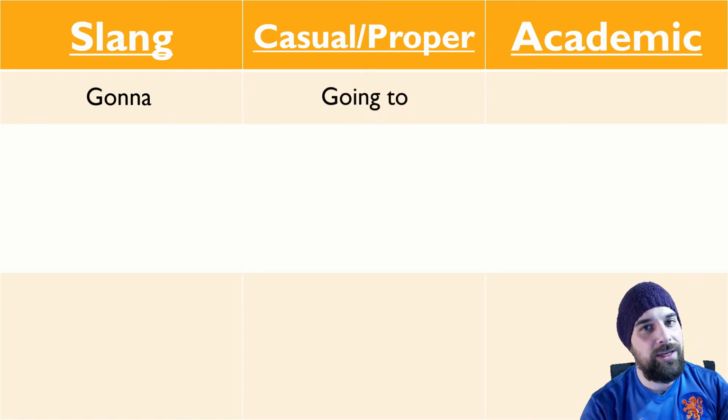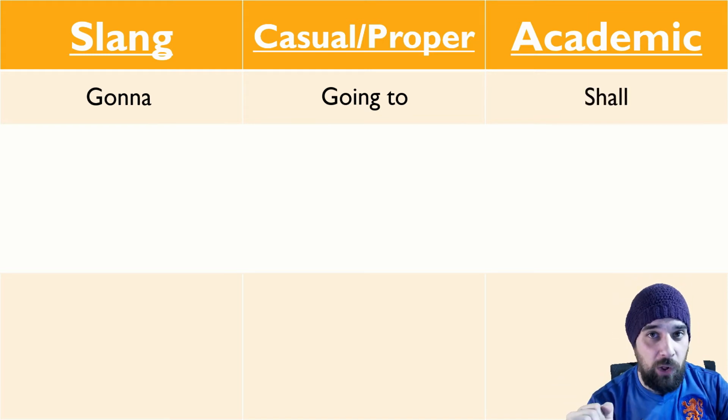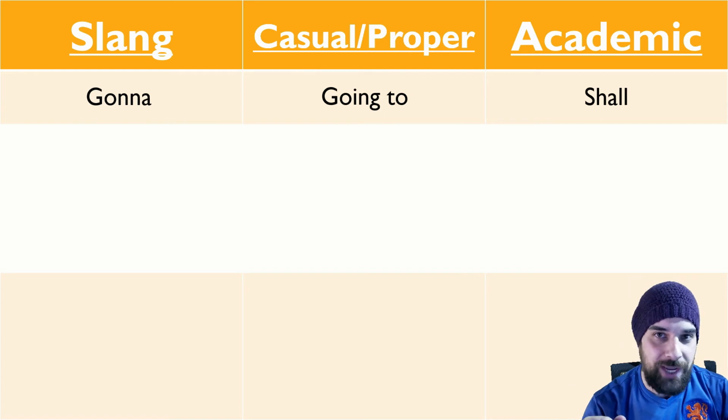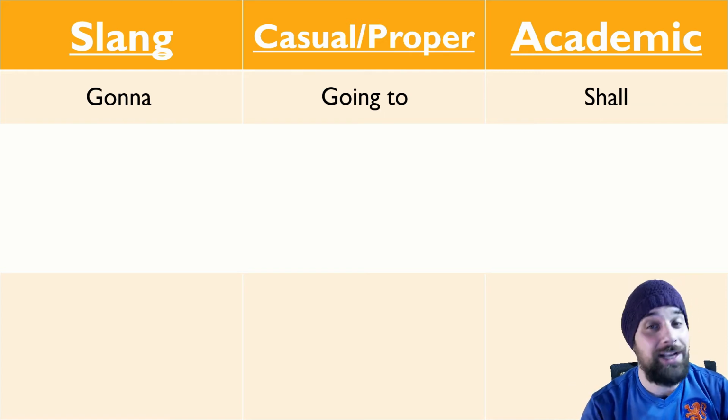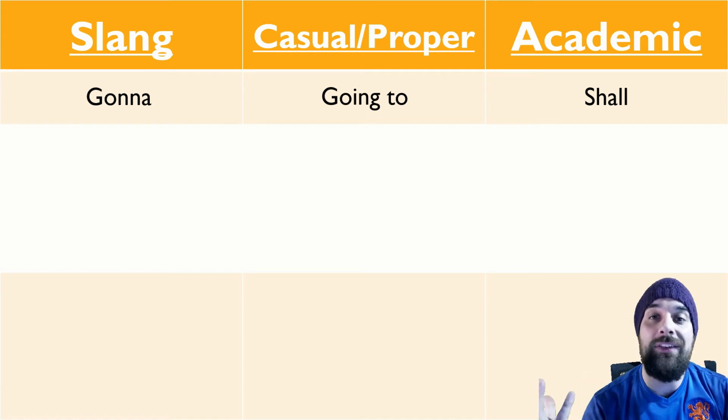Now, even going to, I mean, it's fine, but there's a better way of saying it. For example, you can say shall. Shall sounds really weird. Why? Because it's academic. You guys aren't used to hearing academic language, so it should sound weird to you. It should sound snooty. It should sound arrogant. It should sound educated. Okay, so that's one word. Let's look at some sentences.